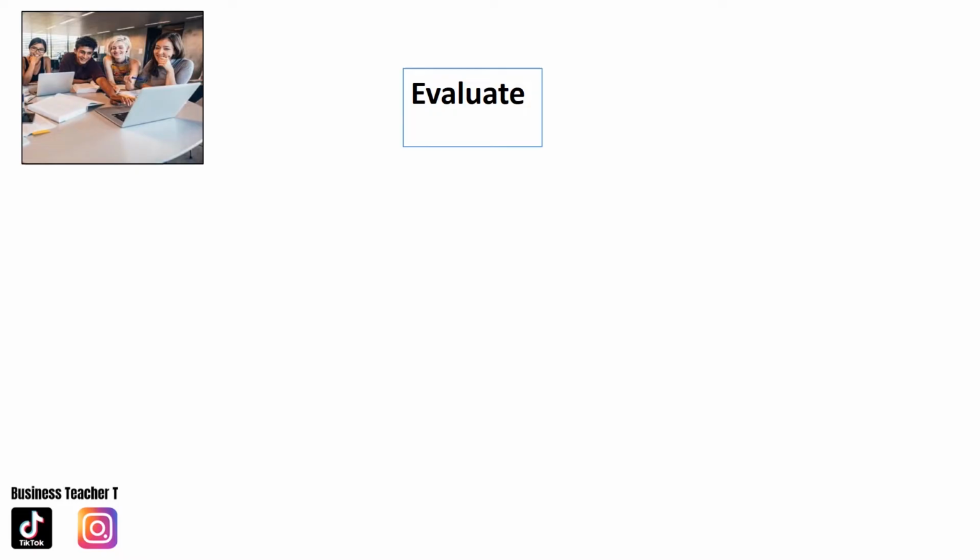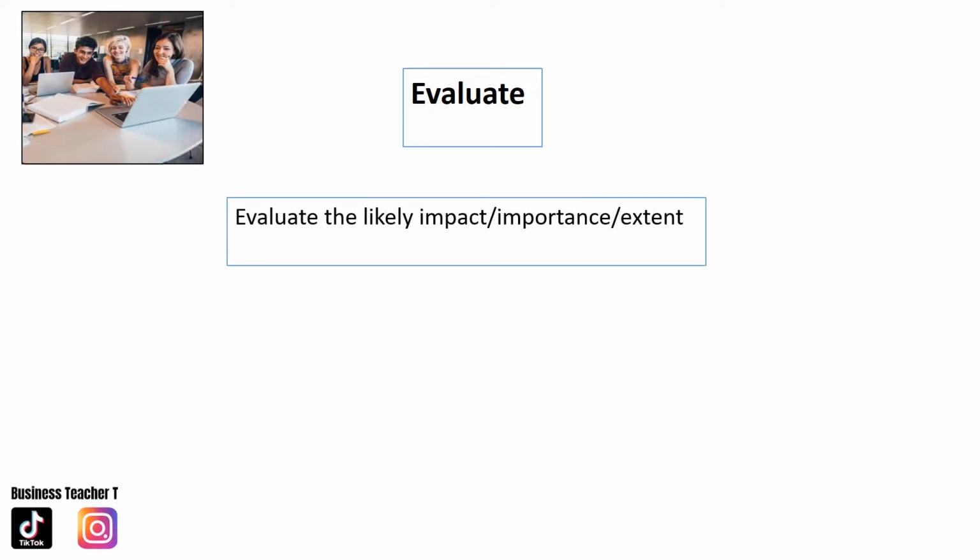Typically, the 20 markers are worded as evaluate the impact, evaluate the likely importance, evaluate the extent. So it might be something like evaluate the impact of a fall in oil price, evaluate the likely impact on the UK of increased regulation. Using a suitable diagram, evaluate the importance. So they may be worded like that.